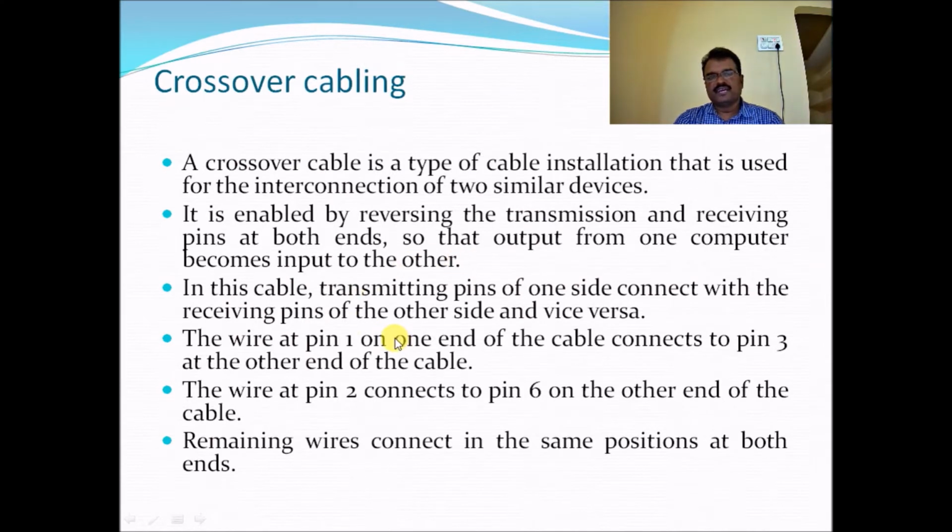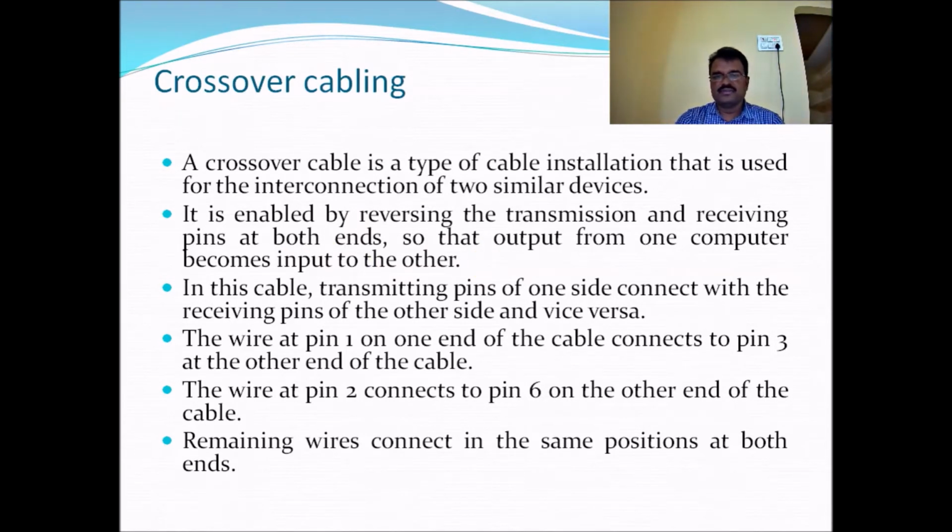Next, when you see crossover cabling, a crossover cable is a type of cable installation that is used for the interconnection of two similar devices. This is opposite to straight through cabling, where we use two dissimilar devices. It is enabled by reversing the transmission and receiving points at both ends, so that the output from one computer becomes input to the other. This is the most important factor in crossover cabling.